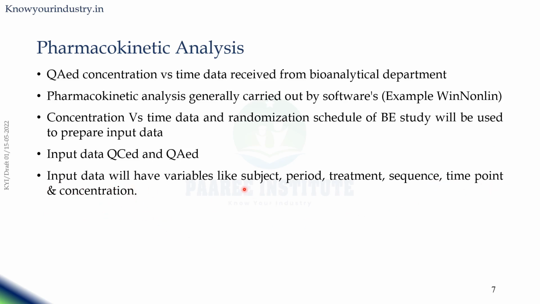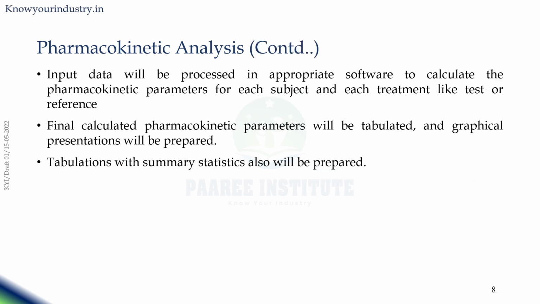All this will be tabulated in Excel, and quality control and quality assurance checks will be done, and that will be taken as the input data for the pharmacokinetic analysis. So the input data will be analyzed using the software, and the data will be tabulated subject wise and treatment wise, and the graphical presentation also will be prepared, like semi-log and linear plots. And then the tabulations will be prepared with all the summary statistics like mean, standard deviation, percent CV, minimum, maximum, etc. For each and every parameter it will be prepared and tabulated.